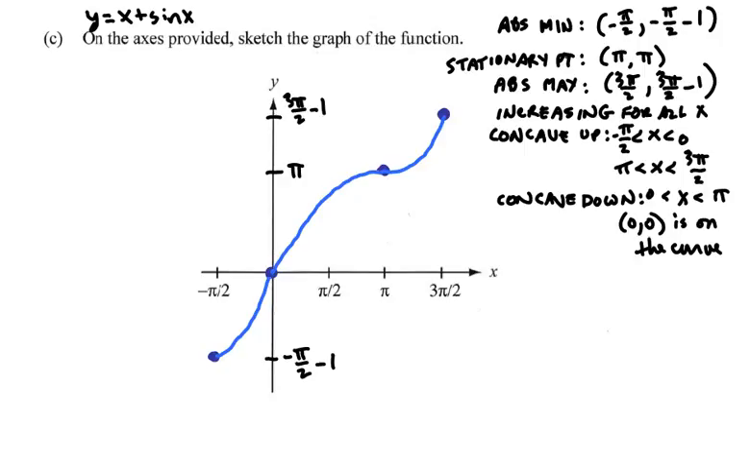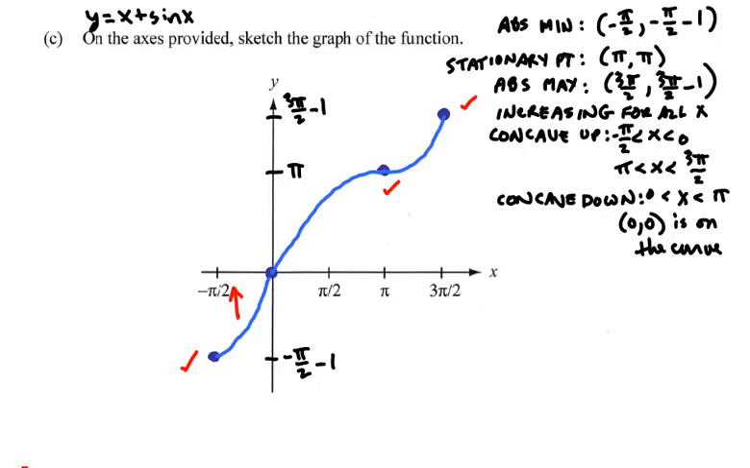We do have an absolute minimum at (-π/2, -π/2 - 1). We have a stationary point at (π, π). We have an absolute maximum at (3π/2, 3π/2 - 1). The function is increasing for all x except at the stationary point. It's concave up from -π/2 to 0.